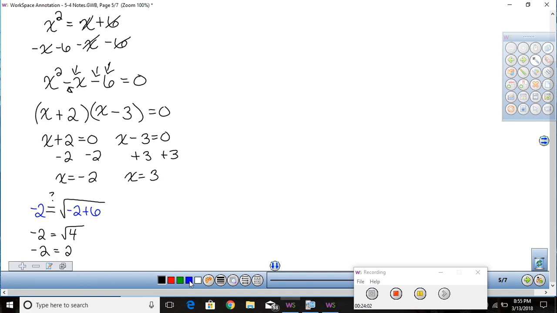So now we're going to try the 3. So I've got 3. And I want to know, is that equal to the square root of 3 plus 6? Well, I know that 3 plus 6 is 9, and the square root of 9 is 3. So the only answer that worked is 3. So negative 2 would be your extraneous solution. So if it said, what is the extraneous solution, you would say negative 2. All right?